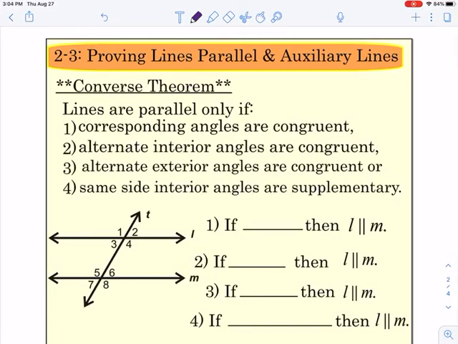So section 2.3 is about proving lines parallel and auxiliary lines. And we're going to do something today called the converse theorem. Converse basically means that what we're going to do is flip-flop exactly what we learned yesterday.